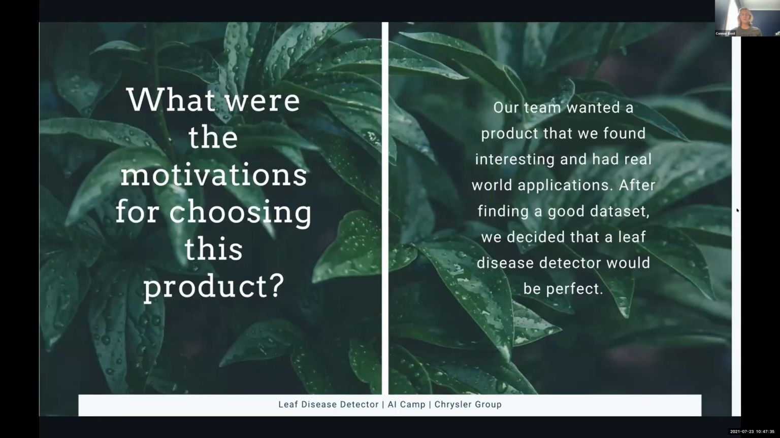Our motivation for choosing this product: we went through so many ideas, from a bird species identifier to a text interpreter. We eventually landed on wanting something that would have ample available data and a real world application. After tons of iterations and scrapping this, that, and the other, we finally decided that a plant or leaf disease detector would be the best thing because it interested all of us and it was applicable.